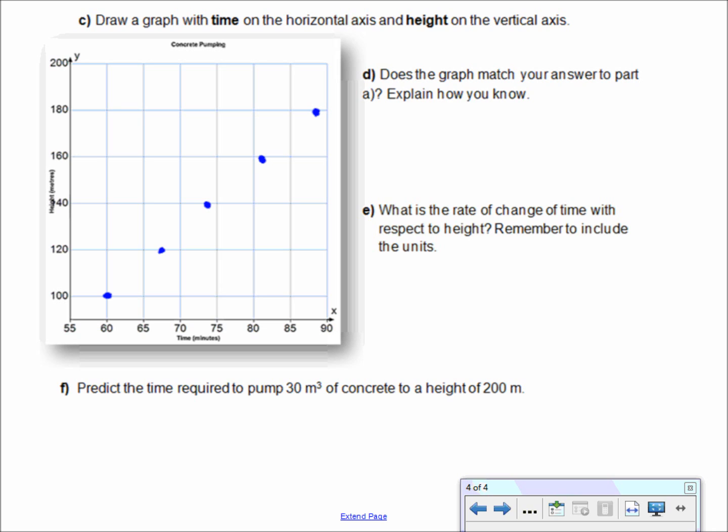Okay, does that look linear? And of course yours could be even better than mine because you have a ruler and they're not doing it on the smartboard. Okay, so does the graph match your answer to part A? Explain how you know. Do we know by just looking at it? Do you know by looking at it that it's a linear graph? Okay, by looking.